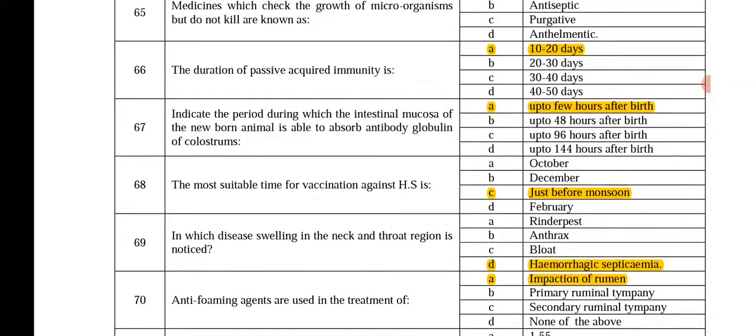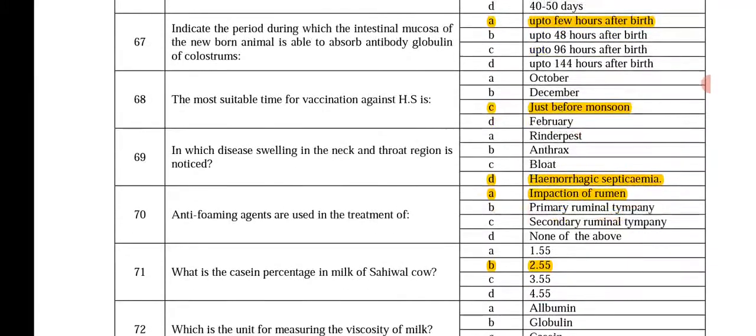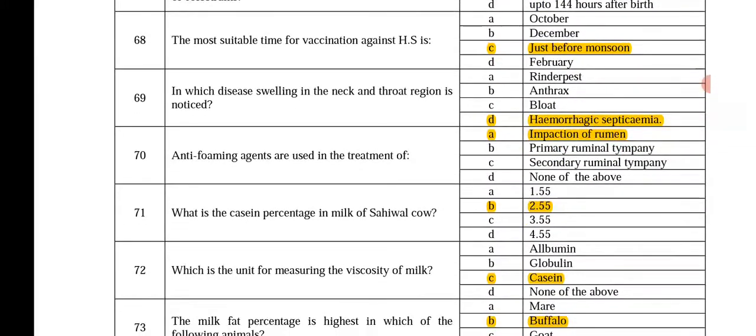Indicate the period during which the intestinal mucosa of the newborn animal is able to absorb antibody globulin of colostrum. Up to a few hours after birth. The most suitable time of vaccination against HS is just before monsoon. In which disease is swelling in the neck throat region noticed? Hemorrhagic septicemia. Antifoaming agents are used in the treatment of impaction of rumen.